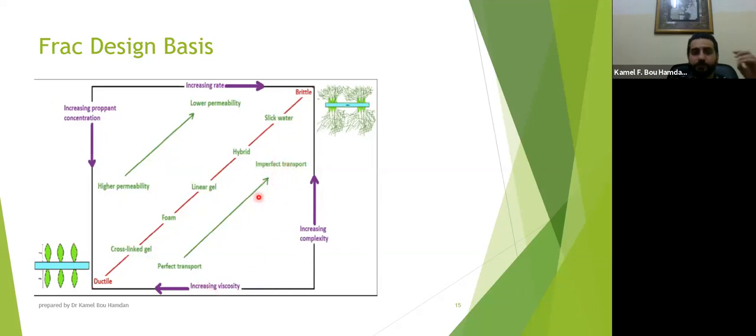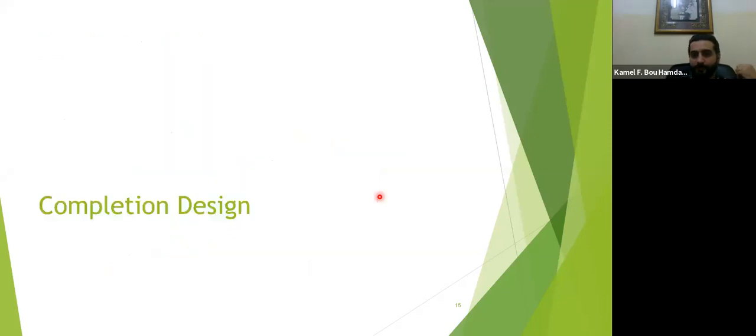Regarding the transportation, we can say that it's almost perfect for a cross-linked gel because it's heavier or more viscous, and it's less perfect or imperfect if we are using slick water fracturing fluids. Okay, so now that covers the first part of our presentation. Now moving on to the completion design.